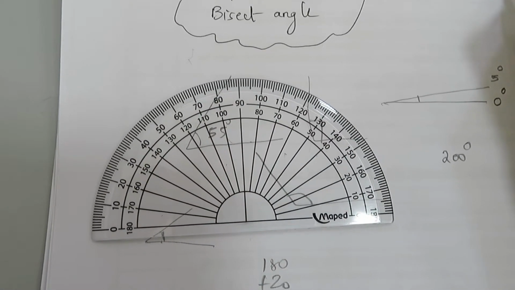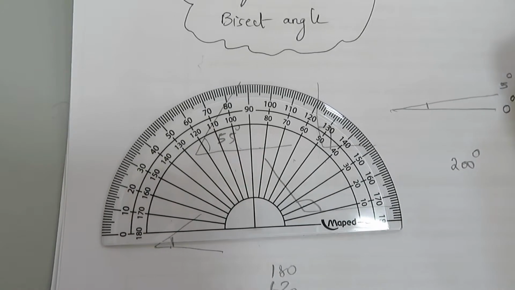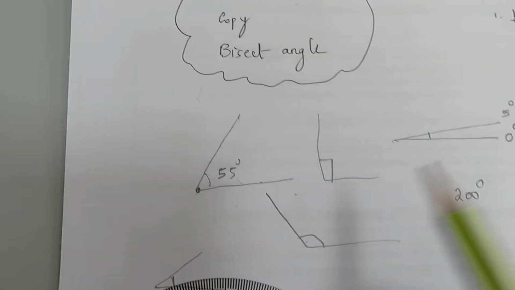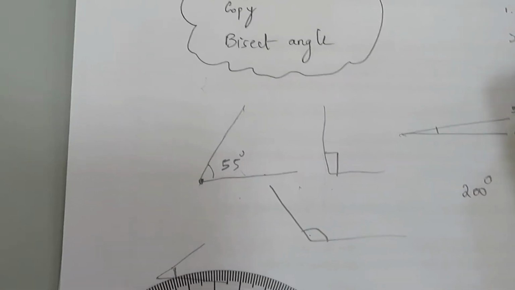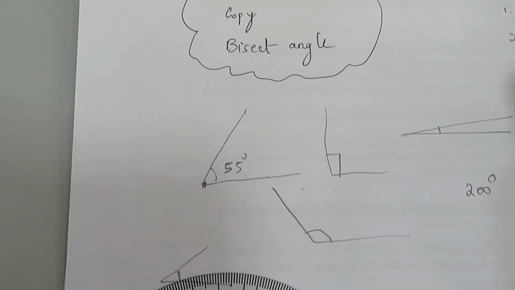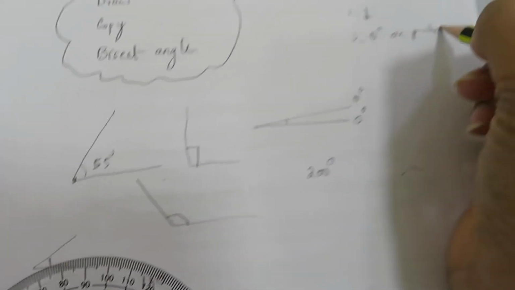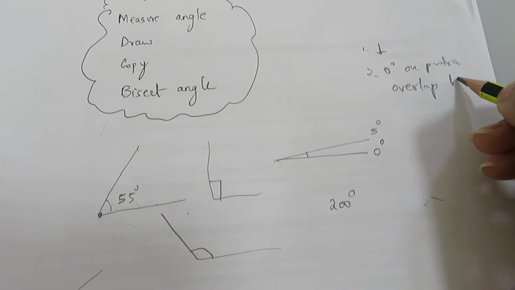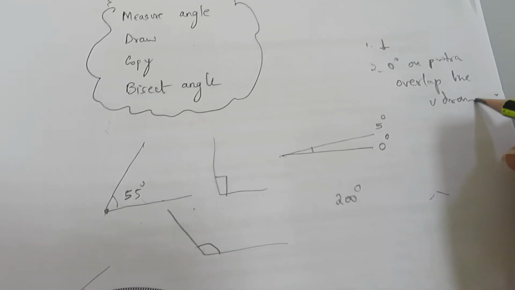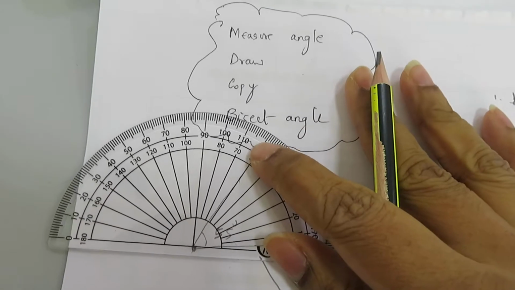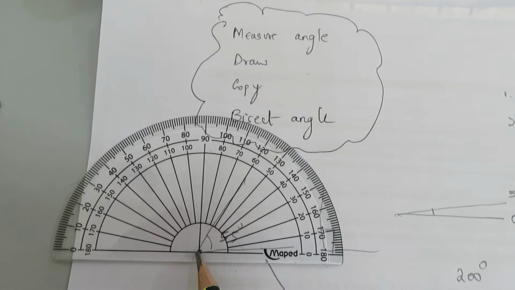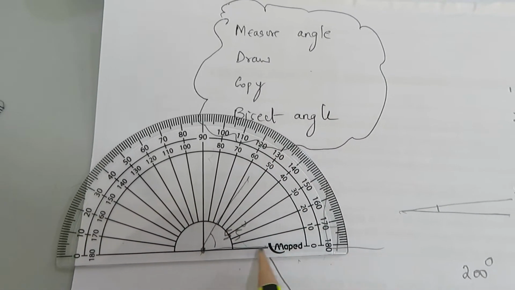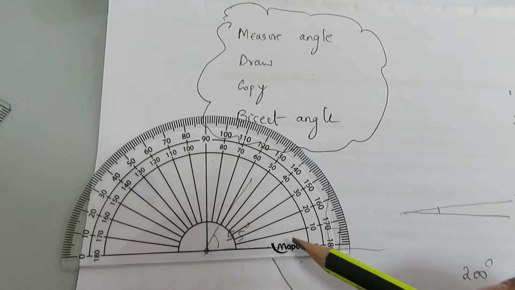Okay, so where to keep your protractor? That plus point should be at the end of the line, at the vertex of the angle. Now the 0 degree line on the protractor should overlap the line that you have drawn. That's the second thing to remember. So first thing, this plus point is on the vertex. Second thing, the 0 degree line is on the line that I have drawn. It should overlap clearly.